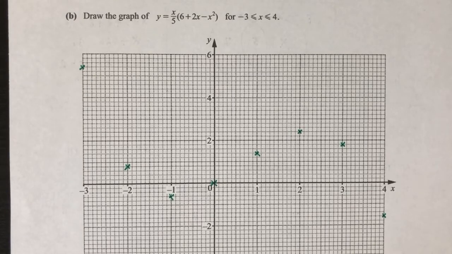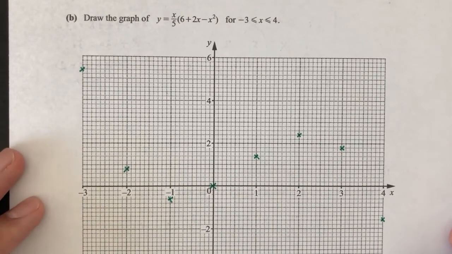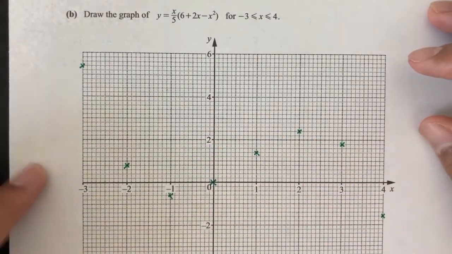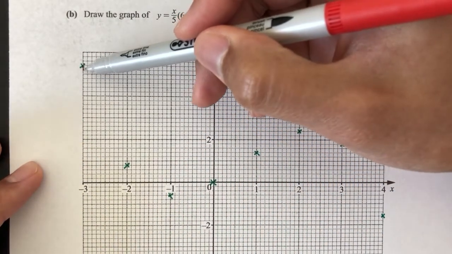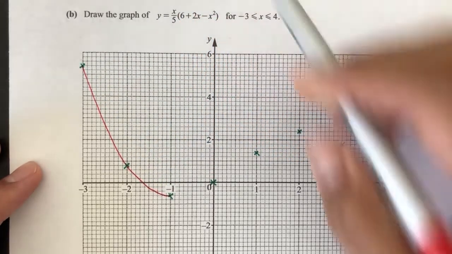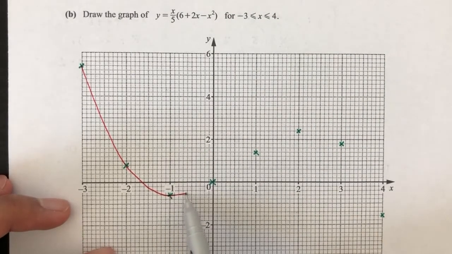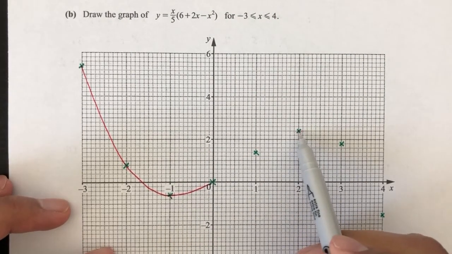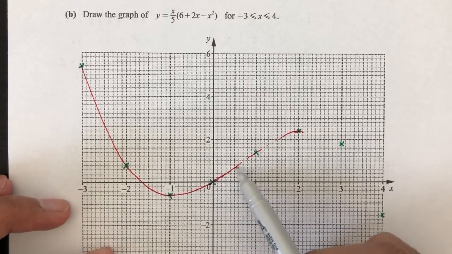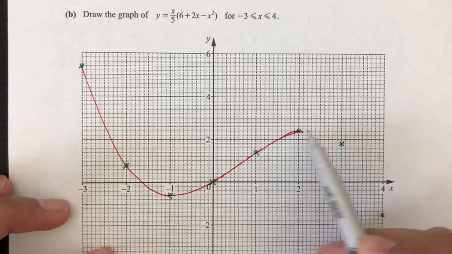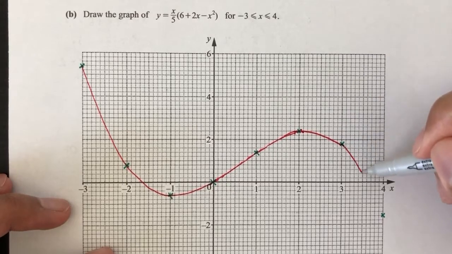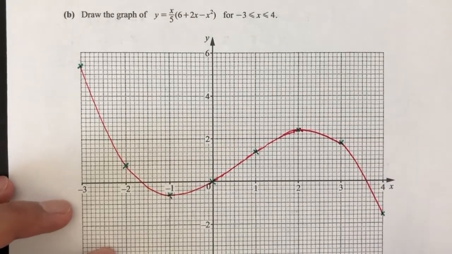Okay, so now we have to join all the points together to form the graph. So let's try our best to join all the points to form this graph. You have to try to make it as smooth as possible. This will be the maximum point here. As you can see, this is a cubic curve. It has 2 roots. And if you join these two now, okay, so that's the graph for y.